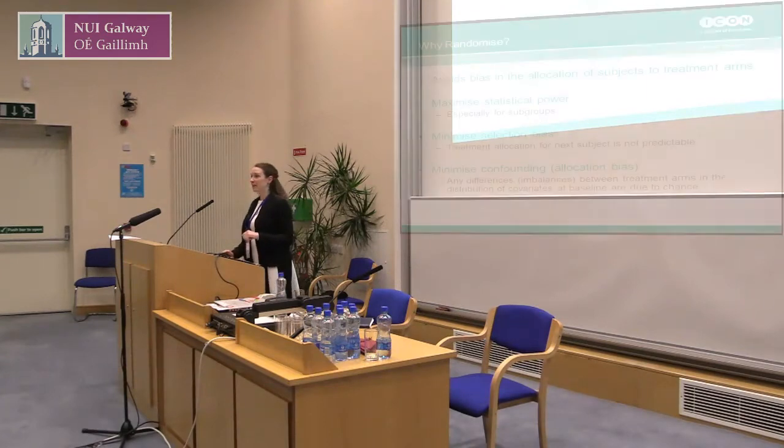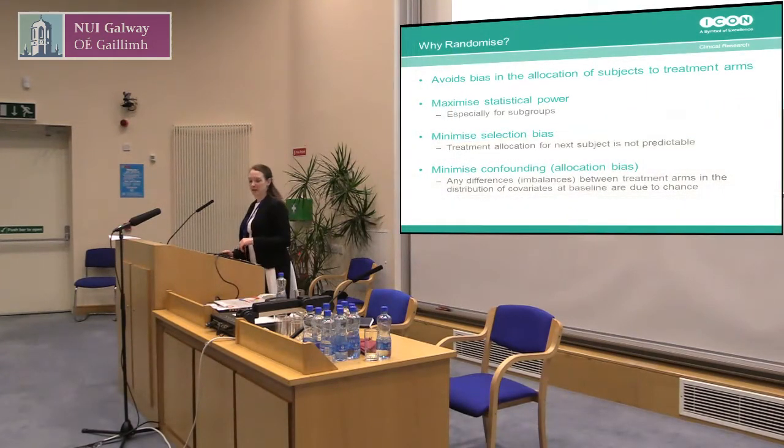I'm going to be talking about methods of randomisation, and Frances touched on this in her previous presentation. But why do we randomise? As Frances highlighted, it's about avoiding bias in the allocation of subjects to treatment arms. It also allows us to maximise the statistical power of the trial by ensuring that the desired treatment allocation ratio is maintained, especially in subgroups or other smaller sections of the trial. It minimises the selection bias by not allowing the treatment to be predictable for the next person, which was what Frances was talking about, of that sense of checking the envelope and letting the next person in.